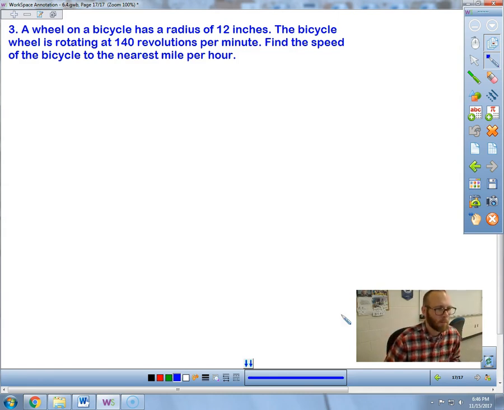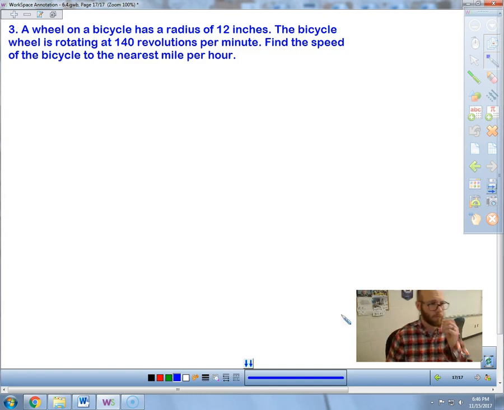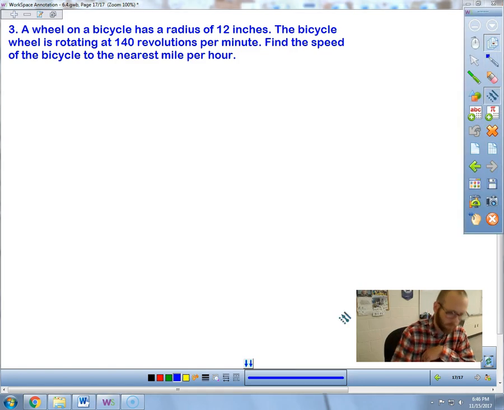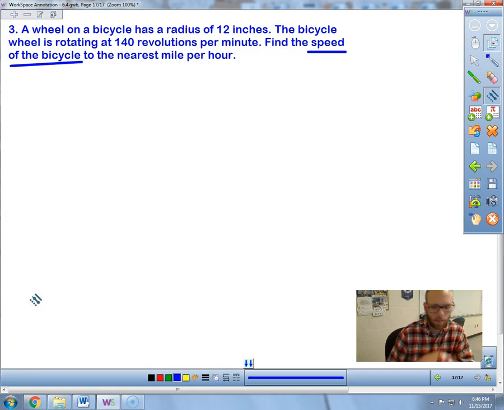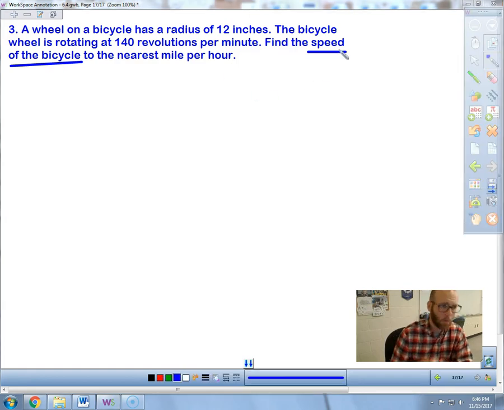A wheel on a bicycle has a radius of 12 inches. The bicycle wheel is rotating at 140 revolutions per minute. Find the speed of the bicycle to the nearest mile per hour. Speed of the bicycle. What am I looking for here? Am I looking for the angular speed? No, I'm not. I am looking for the linear speed.